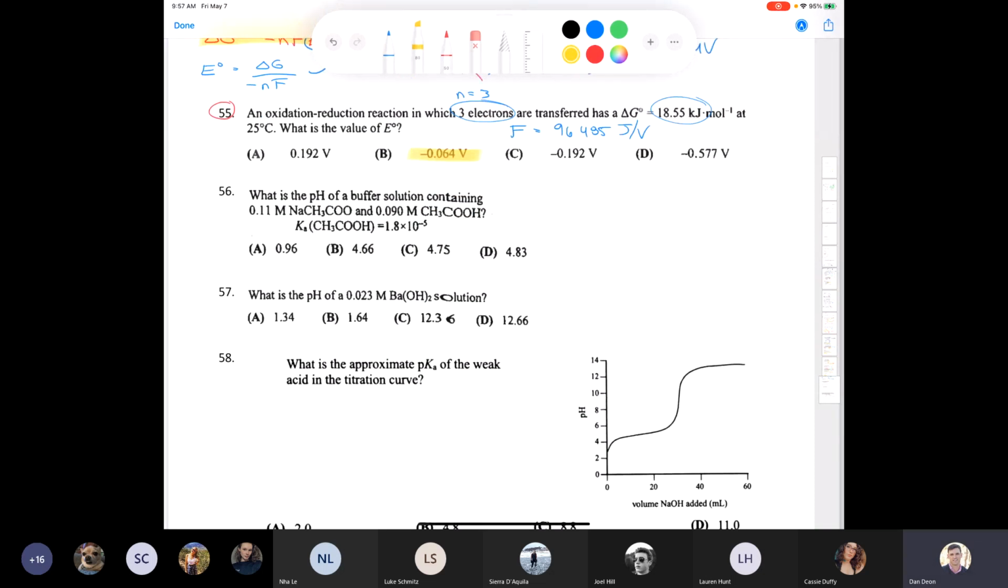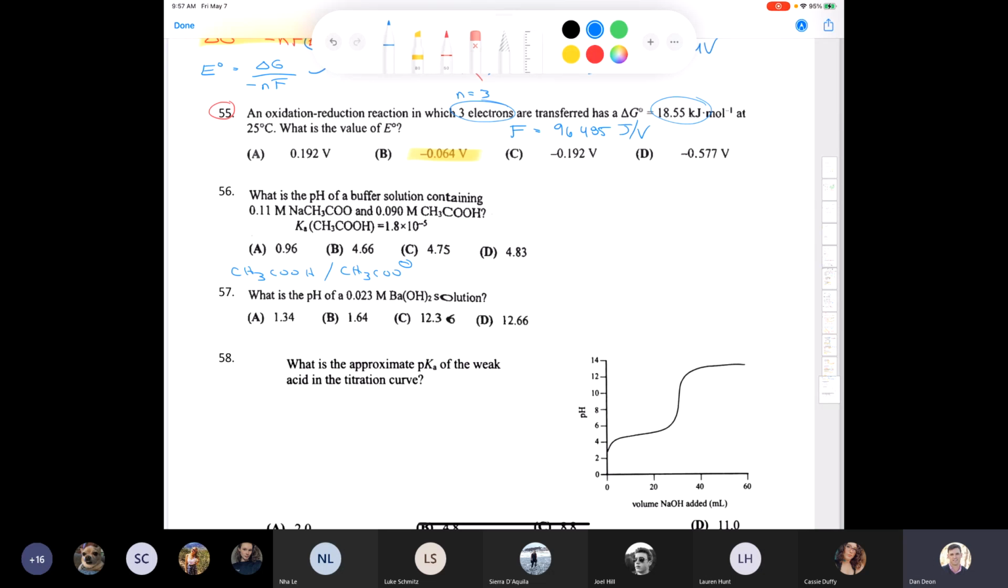Containing 0.11 molar sodium acetate and 0.09 molar acetic acid. They give you the Ka for acetic acid. Well, sodium acetate, or acetate, is the conjugate base of acetic acid, right? We've seen acetic acid come up Avogadro's number of times. Acetic acid, which is CH3COOH. Its conjugate base is CH3COO minus. So these are conjugates. Therefore, we can use the Henderson-Hasselbalch equation. It is on the list of equations.